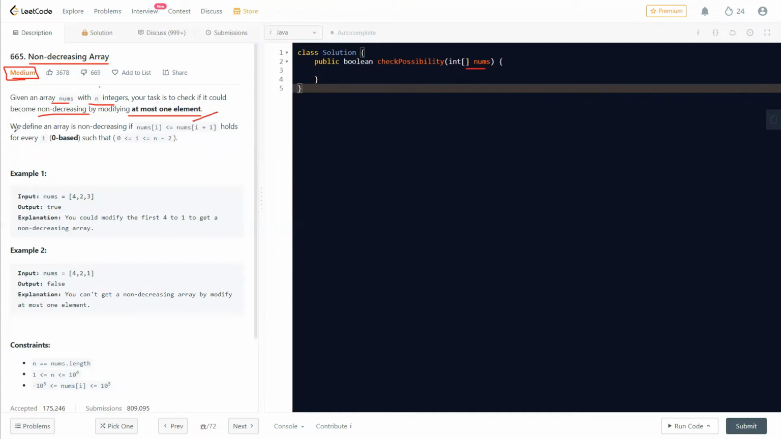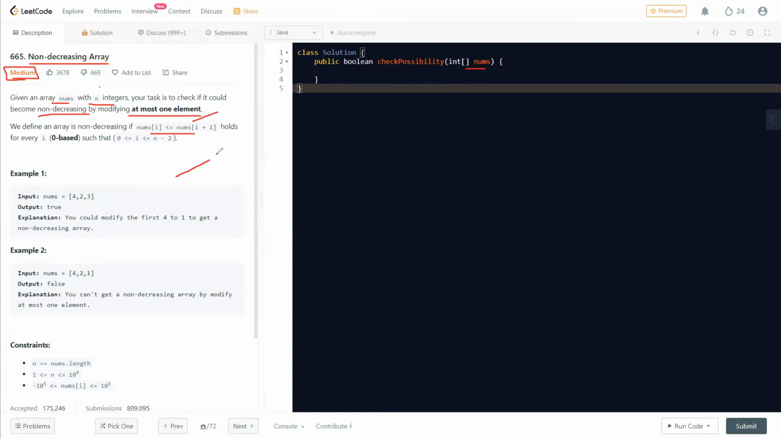All right, so it says we define an array as non-decreasing if nums[i] is less than or equal to nums[i+1]. So that means it moves up like this, and it holds for every i from 0 to n minus 2. That's the way they define it: it should be moving up always.